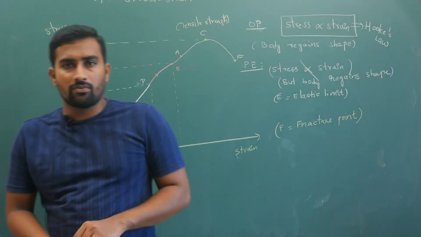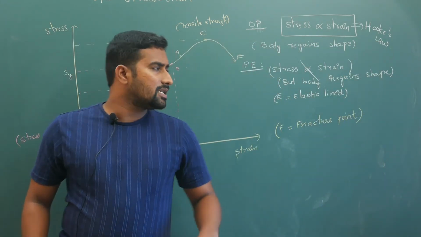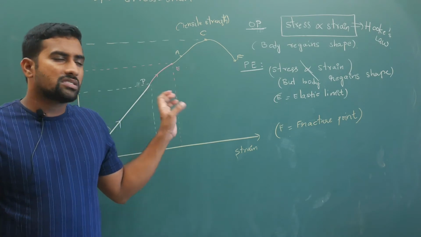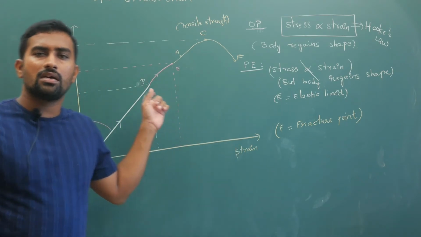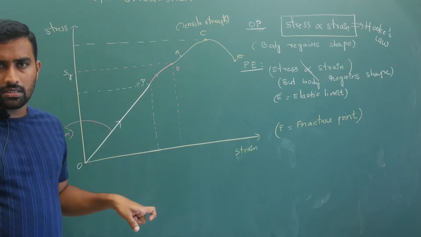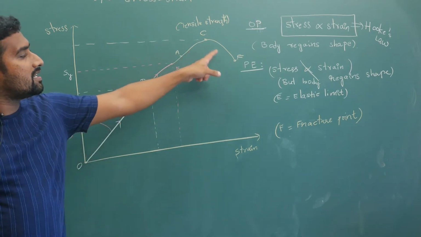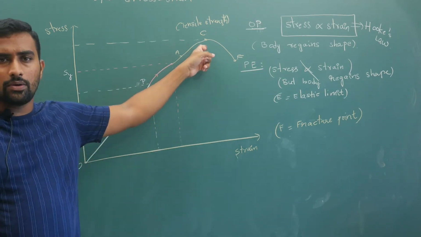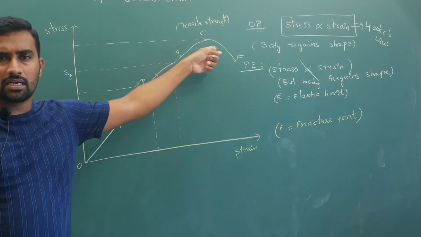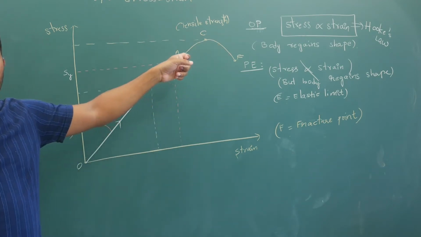Once again I am repeating, in one minute I will summarize. Your stress-strain graph is given experimentally by the scientists like this. The graph will be like this. I want to explain points A and C, but I will deviate a lot from your JEE syllabus if I do so.